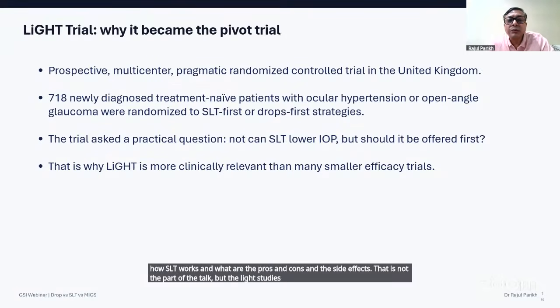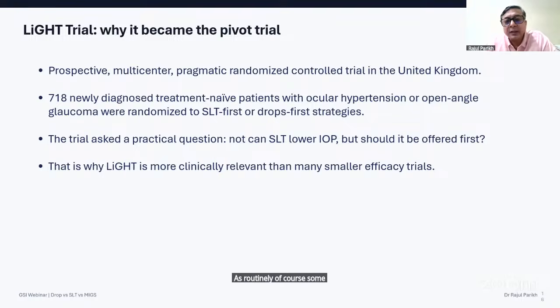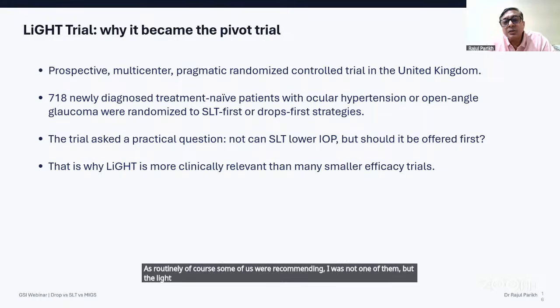So SLT was there for 2 decades or more, but we were not using SLT routinely. Of course, some of us were recommending it, I was not one of them. But the LiGHT study definitely changed the scenario. The LiGHT study had a very simple question: in early glaucoma, especially treatment naive, whether SLT should be tried as a first line or not.